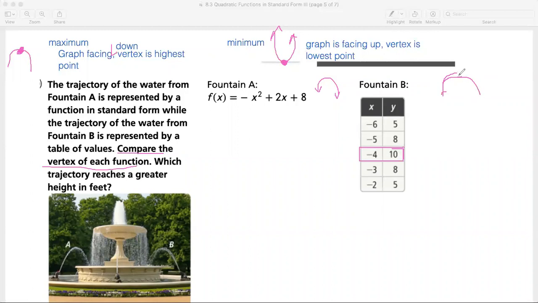So they want me to compare vertices. More specifically, they want me to compare y values of vertices. So whenever you hear them talking about maximum or minimum, you need to look at the y values of the vertices. So let's go ahead and find my vertex in fountain A, and then we'll compare the vertices in A and B. All right, so let's do some math here. To find the x value, you have to go with your line of symmetry. So x is negative b over 2a.